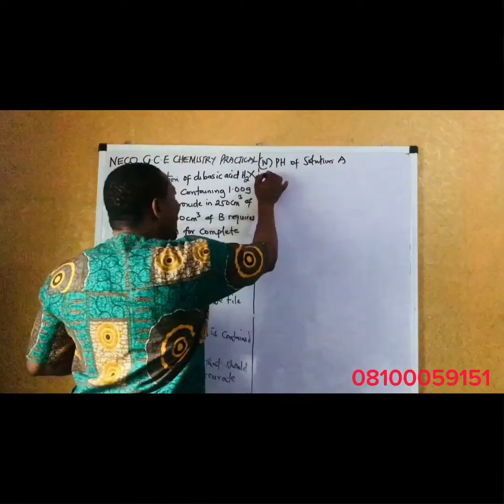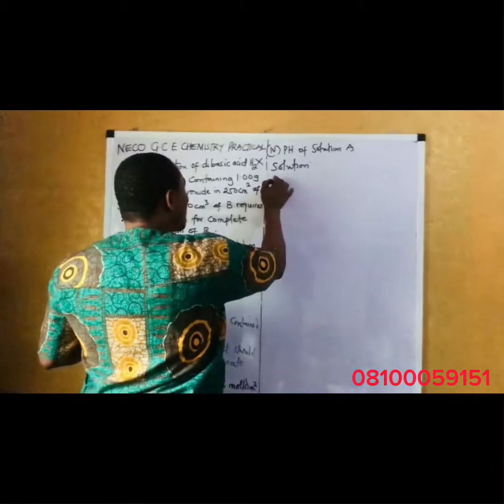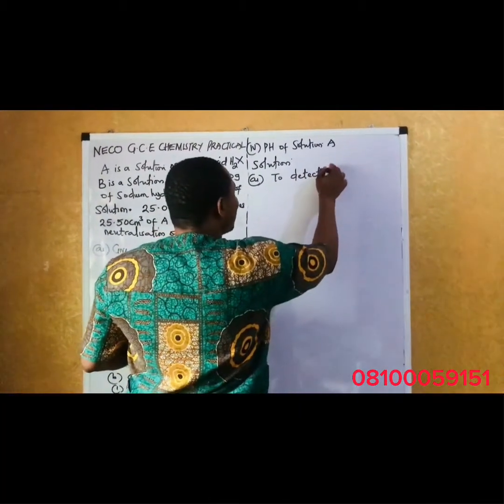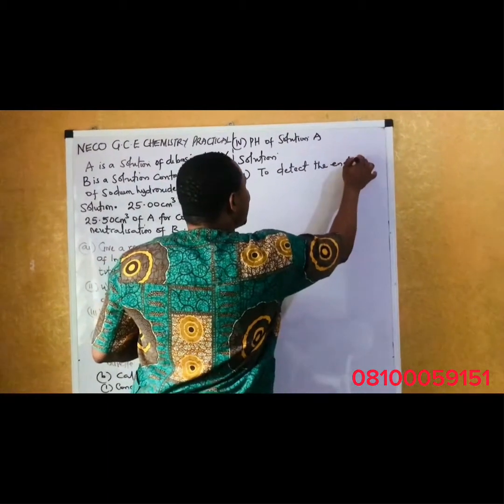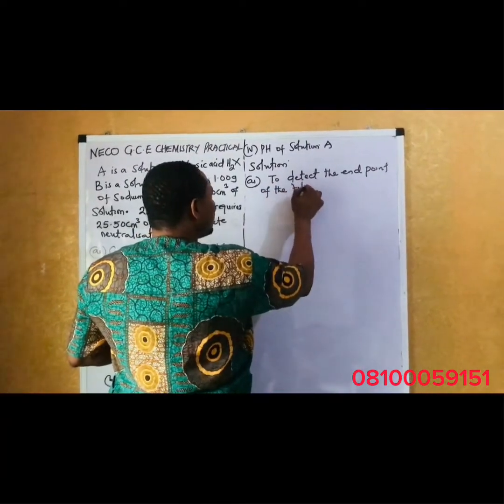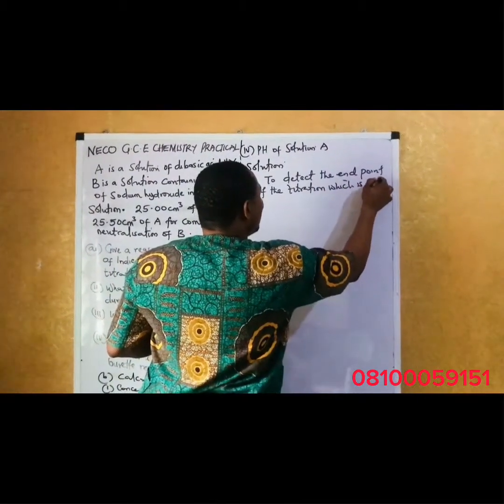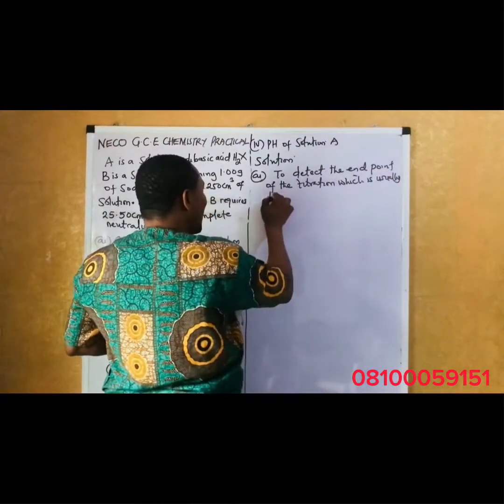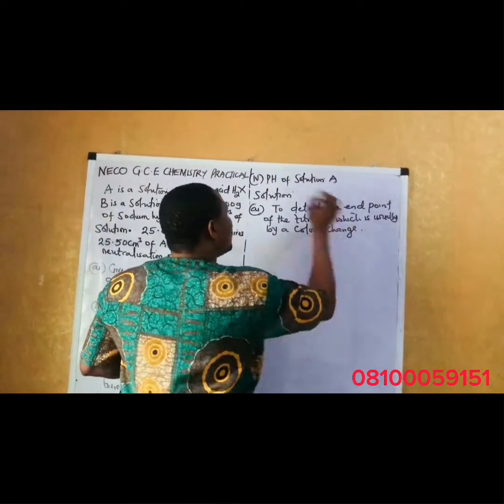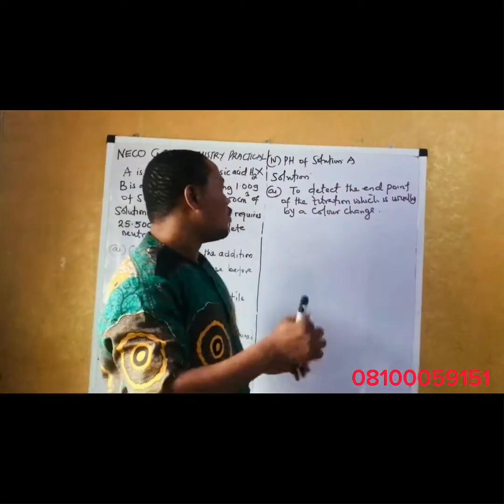So the answer to that question, let's solve that. The answer to that question is what? To detect the endpoint of the titration, which is usually by a color change. I hope that is clear. So I will add my indicator to determine the endpoint of the titration, which is usually by a color change.